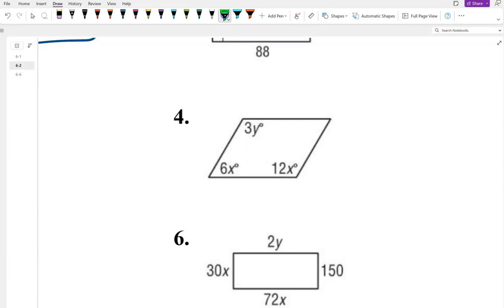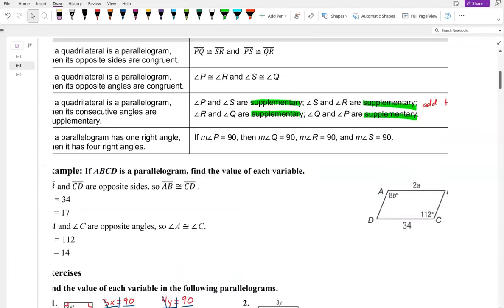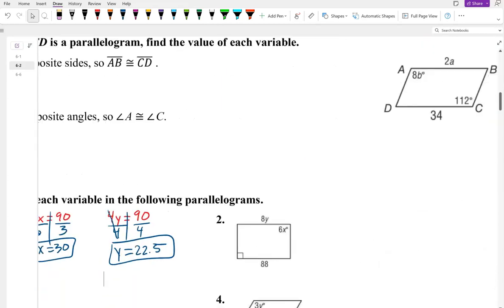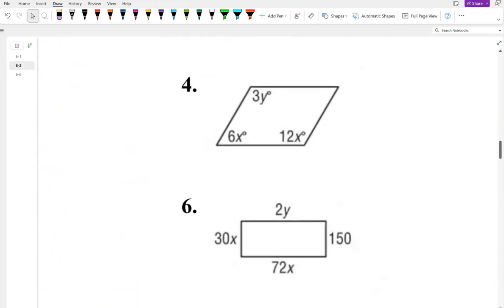But the one thing that we do know, if you go back up to the top of the notes here, is that those angles that are next to each other are supplementary, which means these two angles here are supplementary. Now, these two are also supplementary, but if I say 6x plus 3y equals 180, that doesn't really help me because now I have x and y. I don't know either one of them. I can't solve if I have 2 variables.